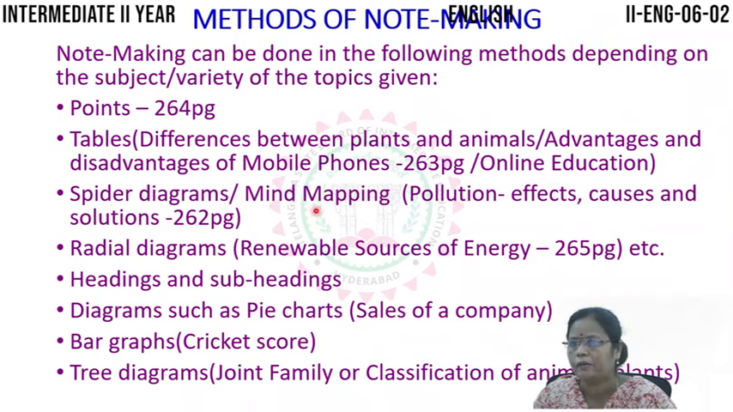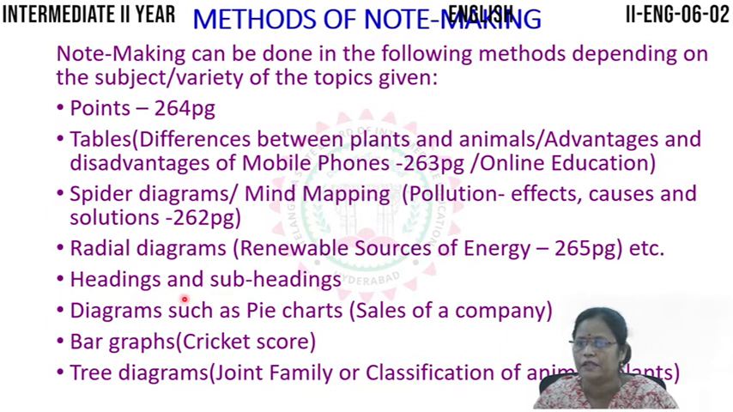Or spider diagram or mind mapping, like pollution, effects, causes and solution, which is available on page number 262. You can see, you can put the main topic pollution in the center like a sun, and like rays, you can give effects, causes and solutions. That may be called as spider diagram or mind mapping. Sometimes some radial diagrams can also be taken to represent this note making. Like for example, the topic renewable sources of energy, which is given in page number 265. That type of information can be shown through radial diagrams.